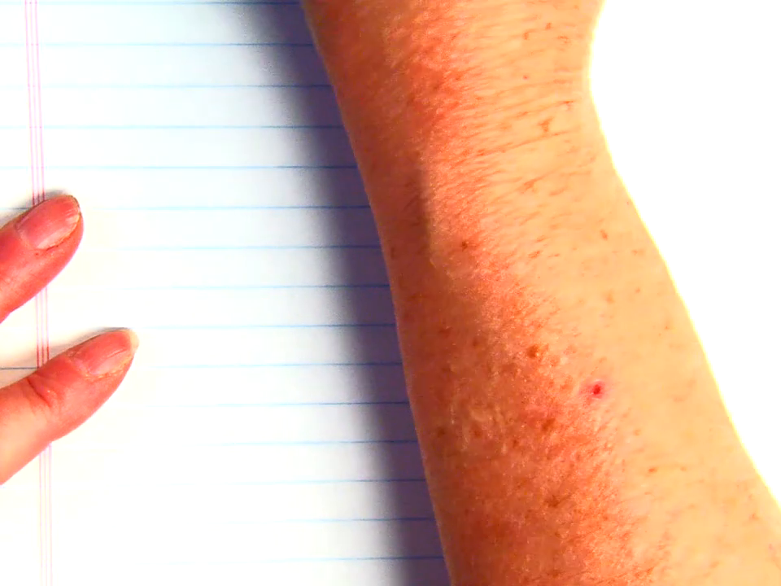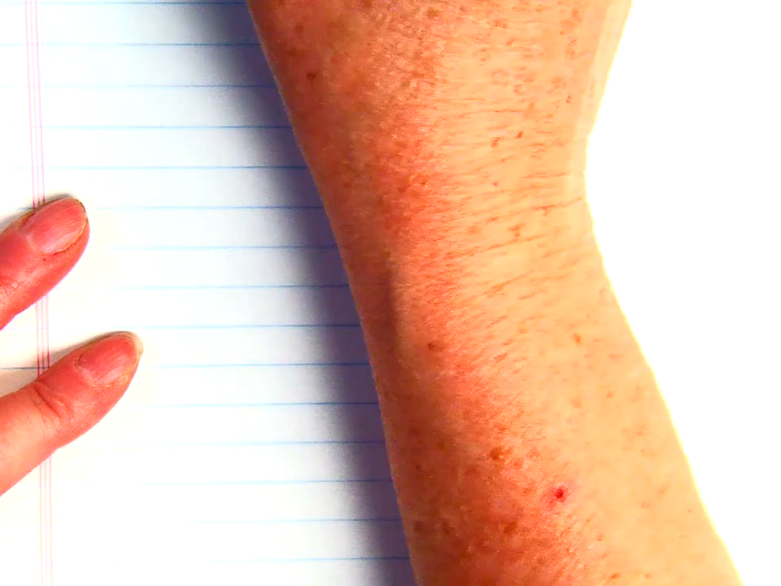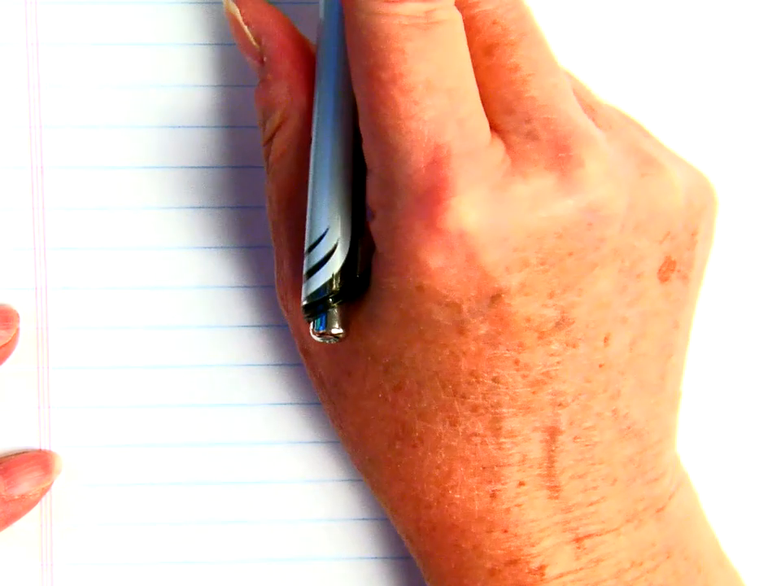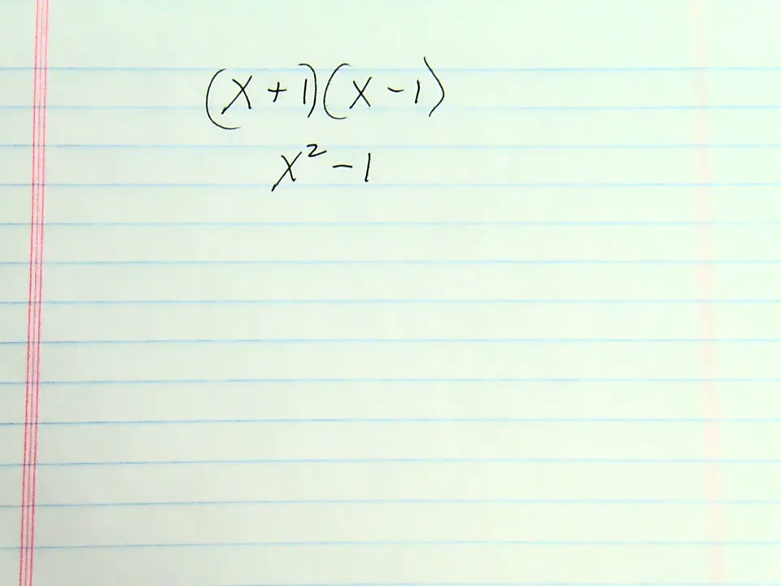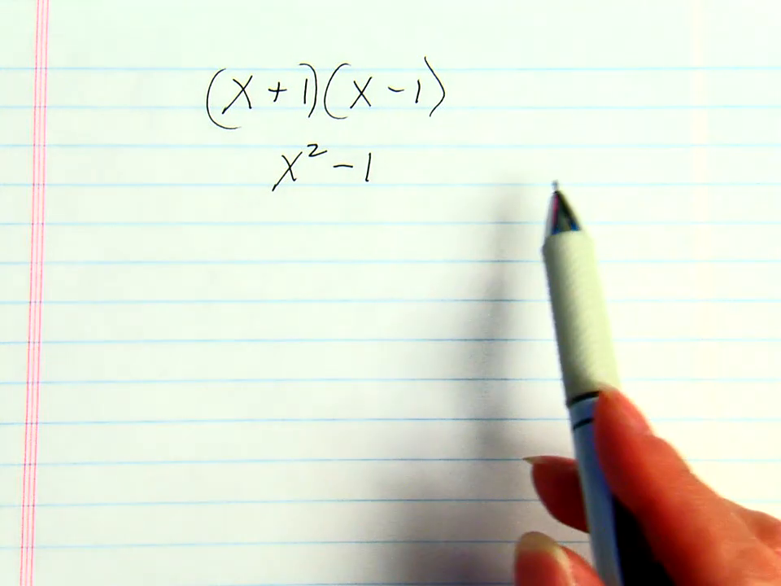Our next special case that we are going to work on is the difference of squares. That was something that we also did when we multiplied. If you remember, when we were multiplying x plus 1 times x minus 1, when we FOILed it, it came to x squared minus 1, because your middle term is gone.